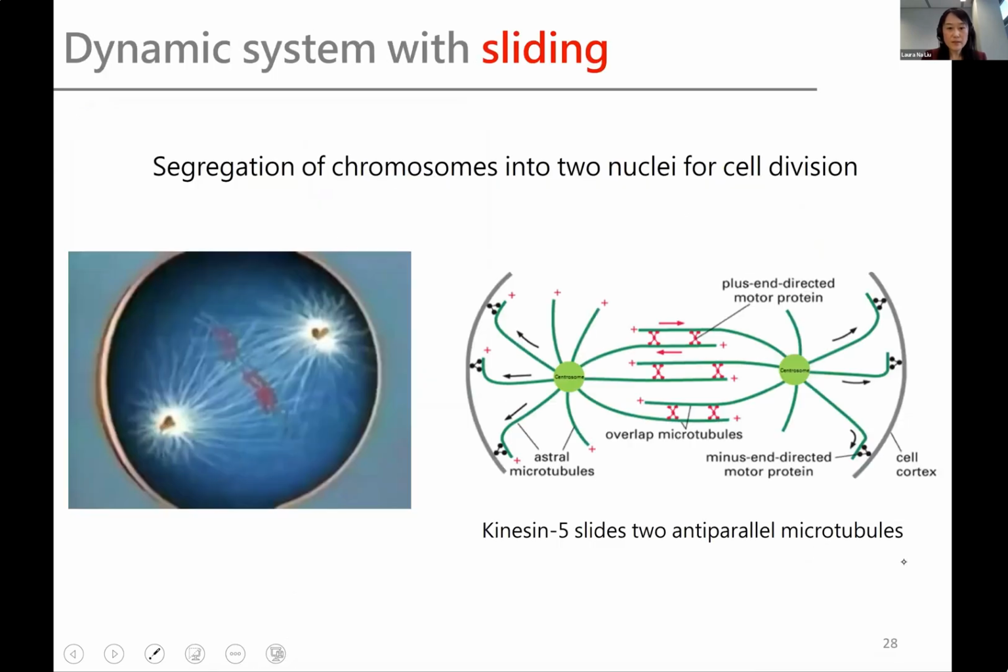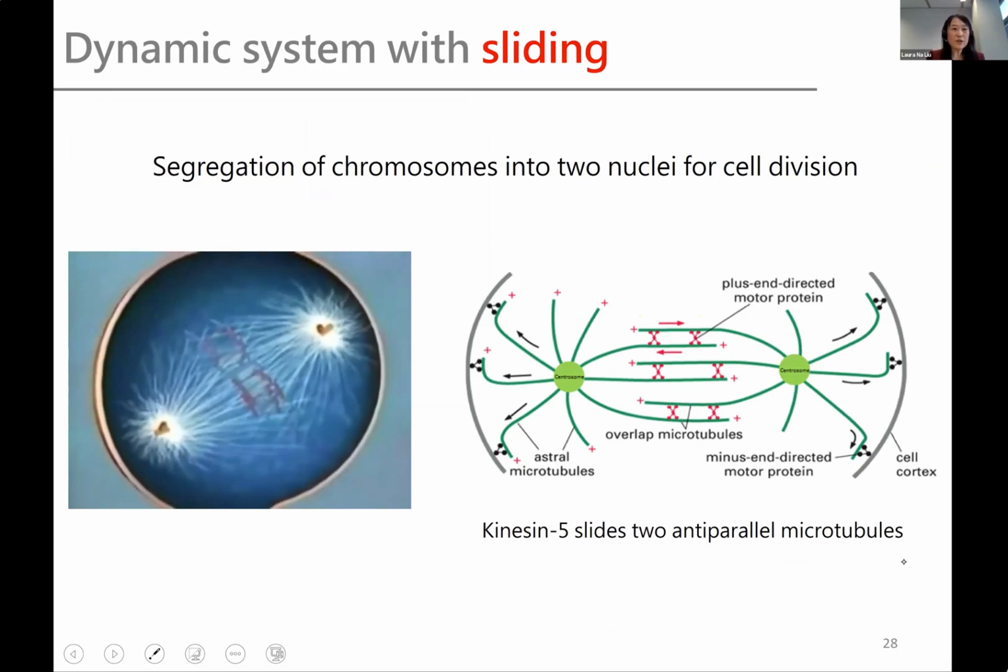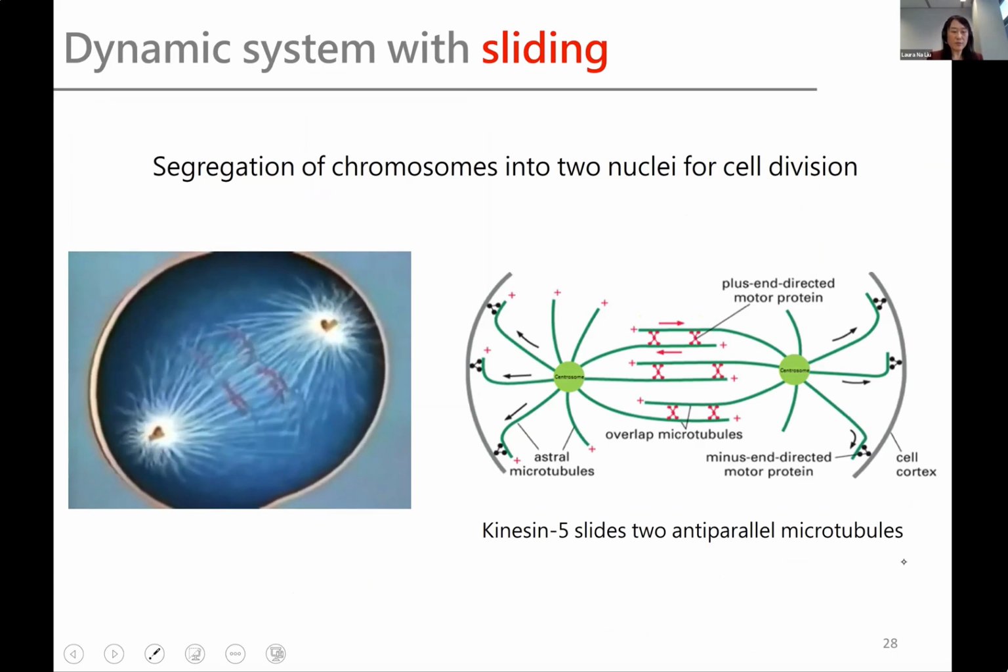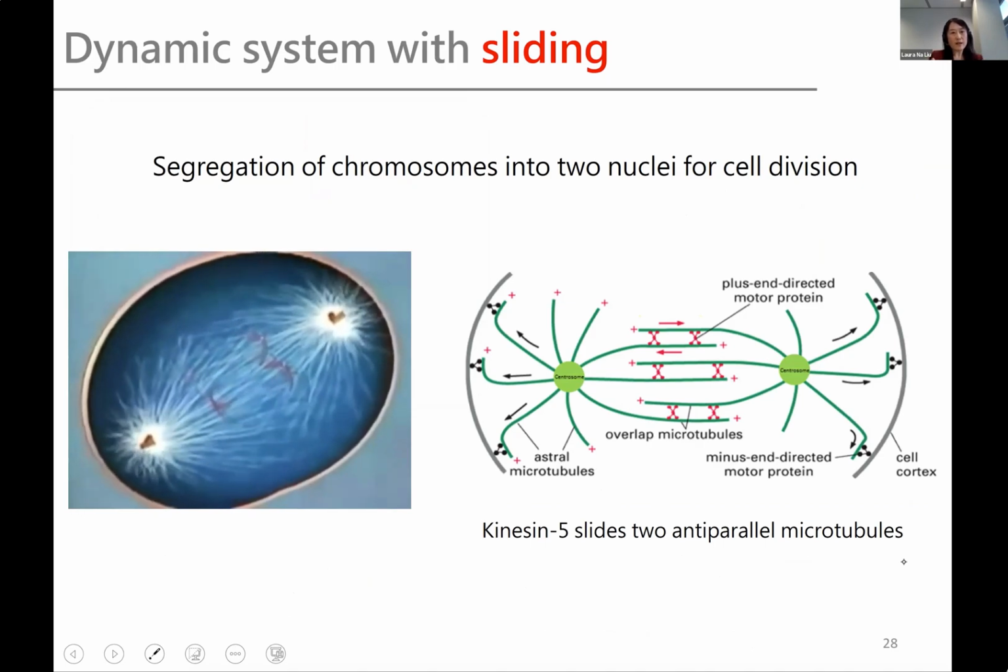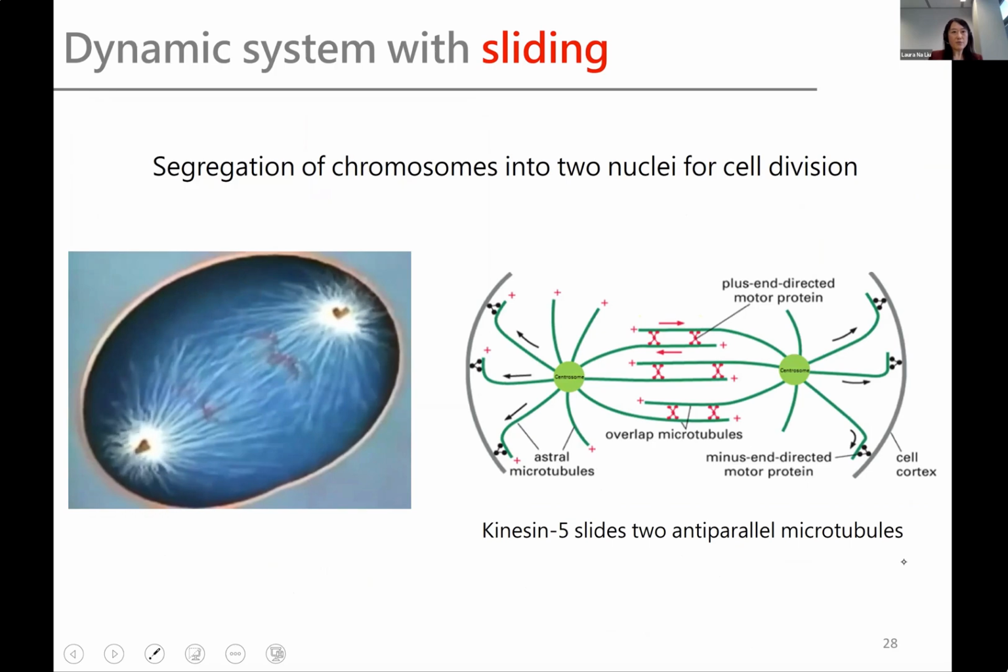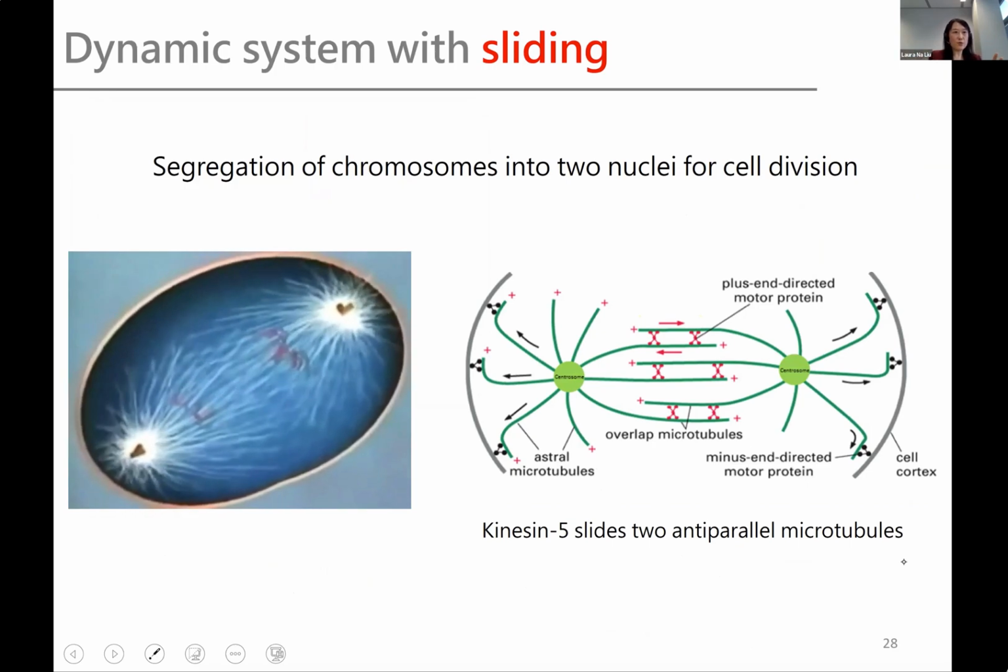All right, this is the next example, and that is also the last example I would like to elaborate. That is a dynamic system with sliding. So here, what I'm showing you is this mitosis process. So it is a part of the cell cycle. When replicated, chromosomes are separated into two nuclei.